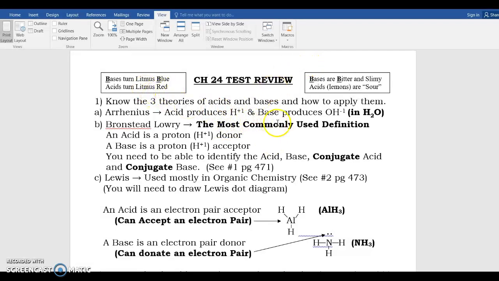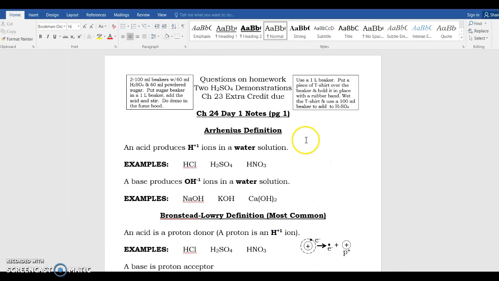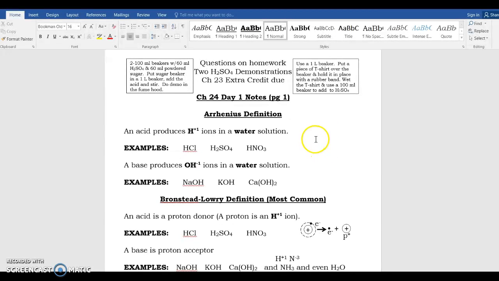The three theories of acids and bases and how to apply them. The first one that we talked about was the Arrhenius acids and bases, and I think I have little notes to go along with this here. Here it is. It says that the Arrhenius definition was that anything that produces an H plus ion in water is considered to be an acid. So that's why all of these have HCl, H2SO4, HNO3. They have that H+1 in common. That ion is present there, and it will be released in water.